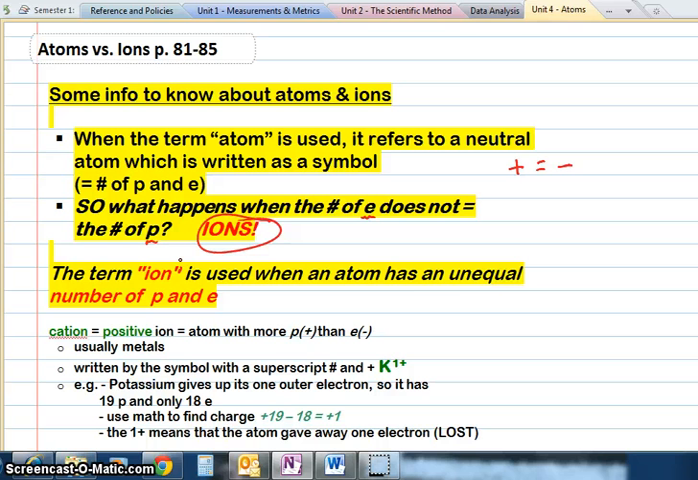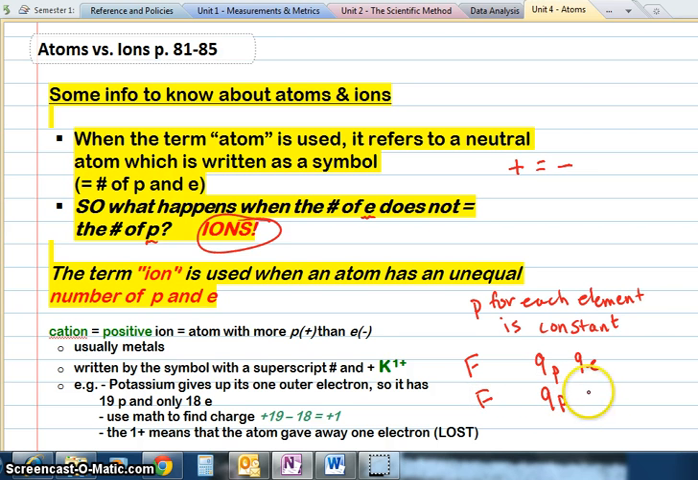The number of protons for each element is constant. And that means that if I have a fluorine atom, it's going to have 9 protons and 9 electrons. If I have a fluorine ion, it will have 9 protons, but maybe 10 electrons. All right, so the protons stay the same. The electrons are what is different. So this is a fluorine atom, and this one is a fluorine ion.